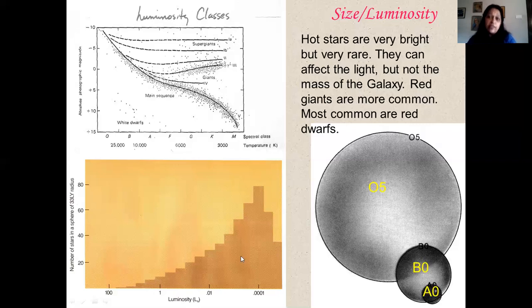High luminosity stars are not many. They are much smaller, lesser in number compared to low luminosity stars. So if you actually look over here, hot stars are very bright, but they are very rare. They can affect the light of the galaxy, but not the mass of the galaxy. While red giants are more common, there are lots of stars over here, and more common are red dwarfs.